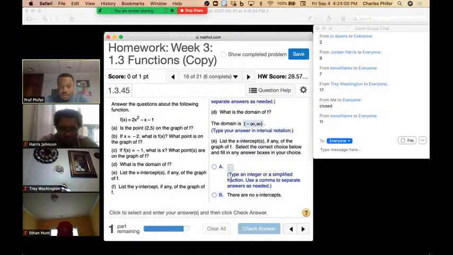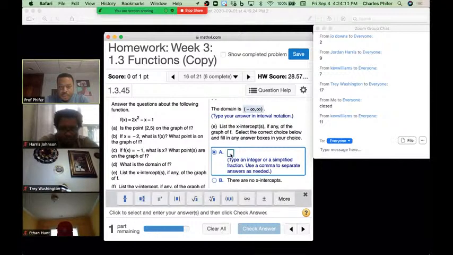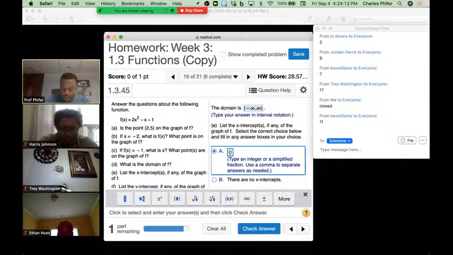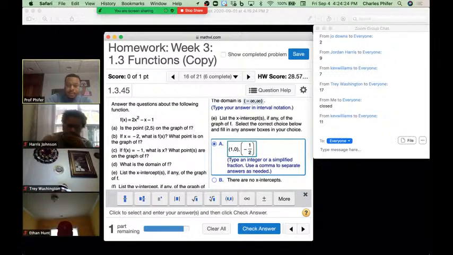X-intercepts. Type integers. Let me see. X-intercepts, are there any commas to separate your answers? I think they want ordered pairs, right? So let's do ordered pairs. The first one is 1, 0, and the second one is -1/2, 0. I think that's it.